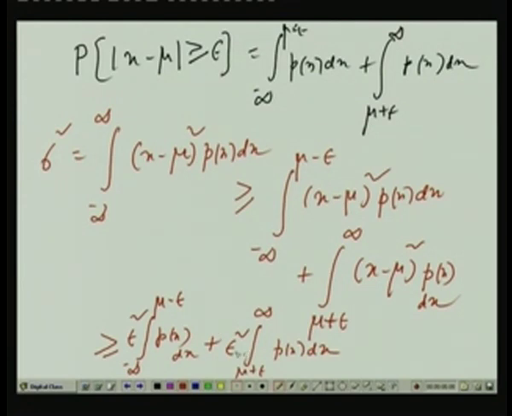That means this integral is less than epsilon square. So, here you take epsilon square common. What you are left with is simply what we wrote at the top. That is, this is nothing but epsilon square into probability of mod x minus mu greater than or equal to epsilon, which you wrote at the top. So, obviously, probability of mod of x minus mu greater than or equal to epsilon is less than or equal to sigma square by epsilon square.